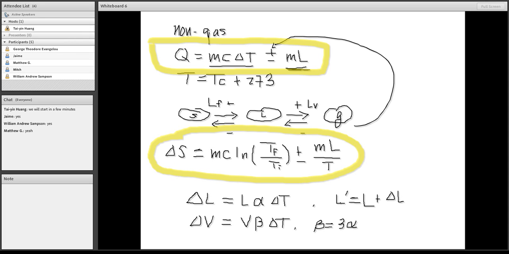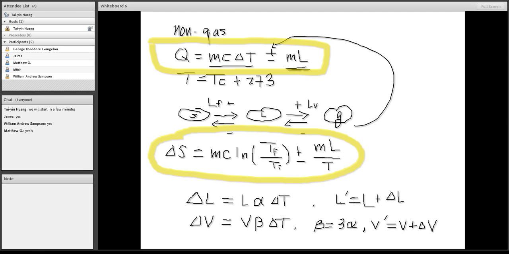and your total volume now, due to the temperature change, will be the original volume plus delta V. And again, you can see that your delta V can be positive or negative depending on the sign of your delta T. Okay, so this is the important thing from chapter 18 when you're dealing with non-gas material.